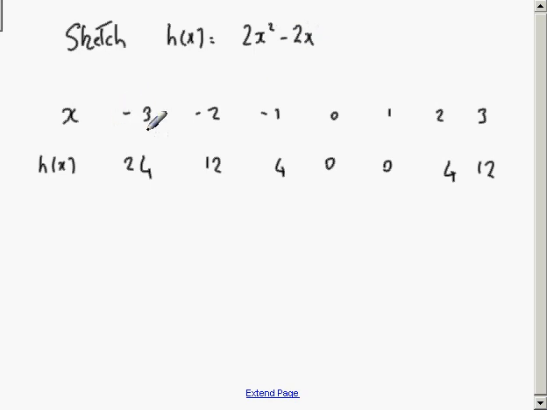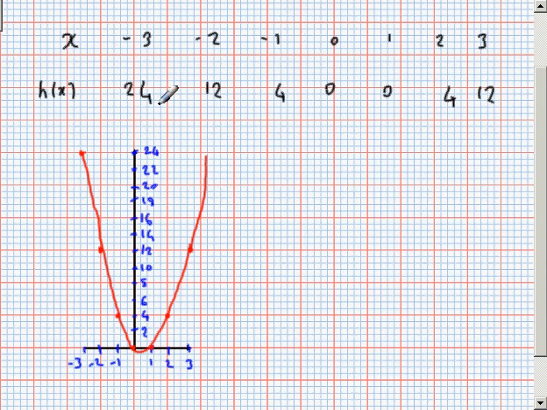So for example, for minus 3, that would be minus 3 squared, which is 9. 9 times 2 is 18, and we would be subtracting 2 multiplied by minus 3, which would be 6. 18 plus 6 would give us 24. And if we plot those points, we can see that the curve will look something like that.